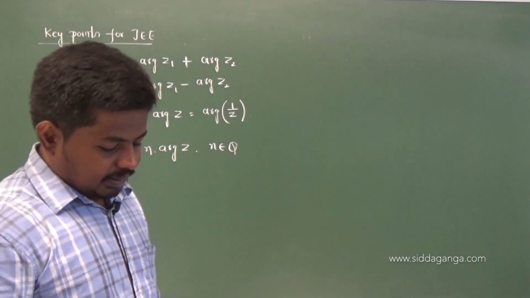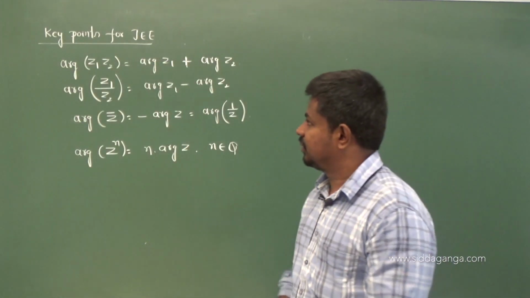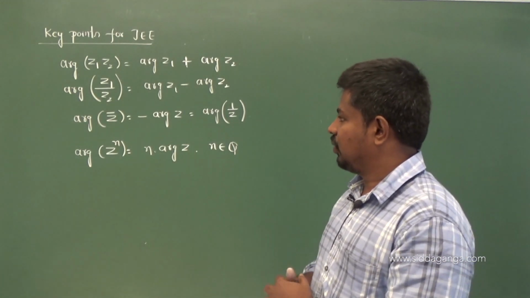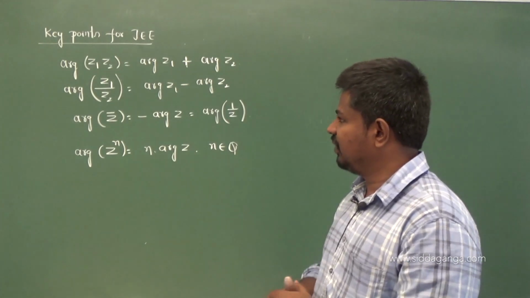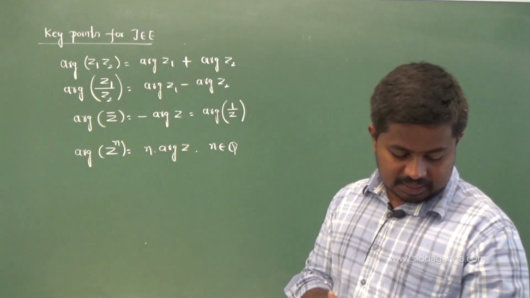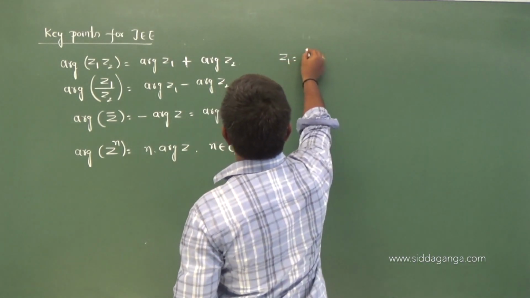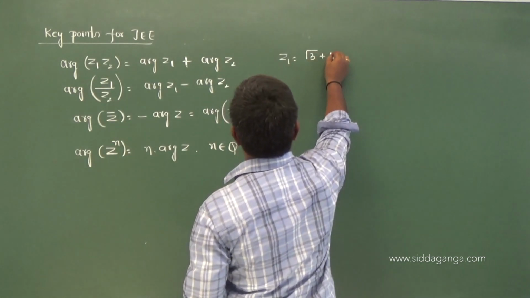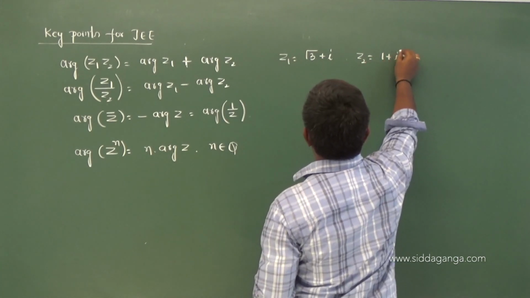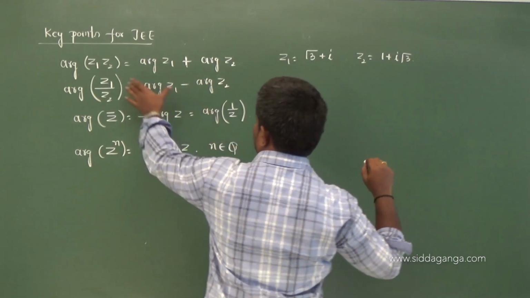Okay, so now let me verify these properties. I am going to verify the first one or the second one. So students, you can verify by taking any of the examples. Now let me verify. For that I am going to take Z1 as root 3 plus I and Z2 as 1 plus I root 3. Now let me verify the first one.